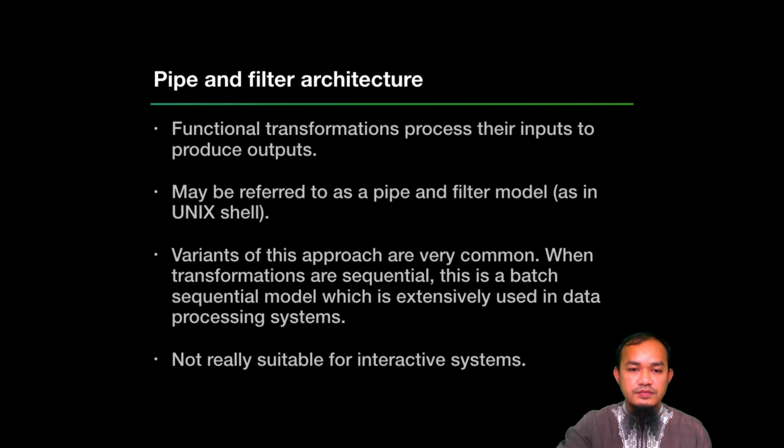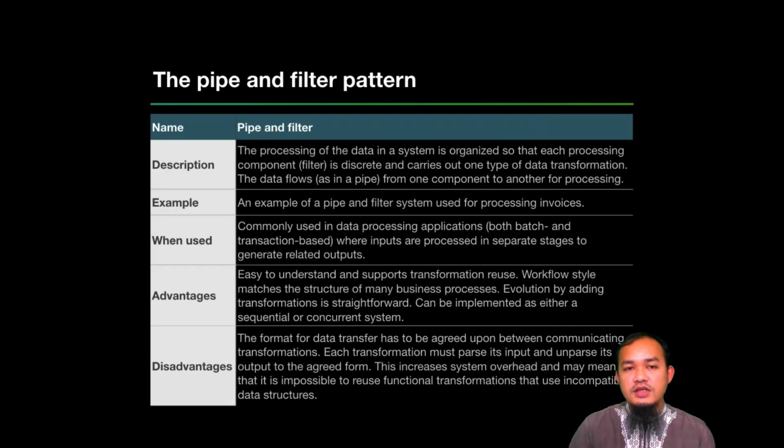The description of the pipe and filter pattern: the processing of the data in a system is organized so that each processing component, or filter, is discrete and carries out one type of data transformation. The data flows as in a pipe from one component to another for processing.